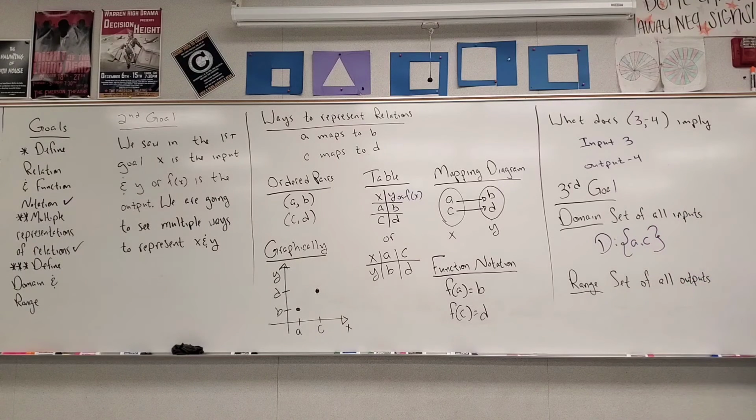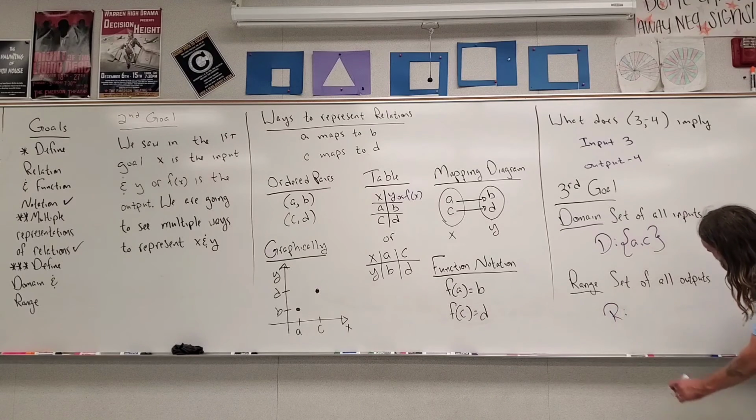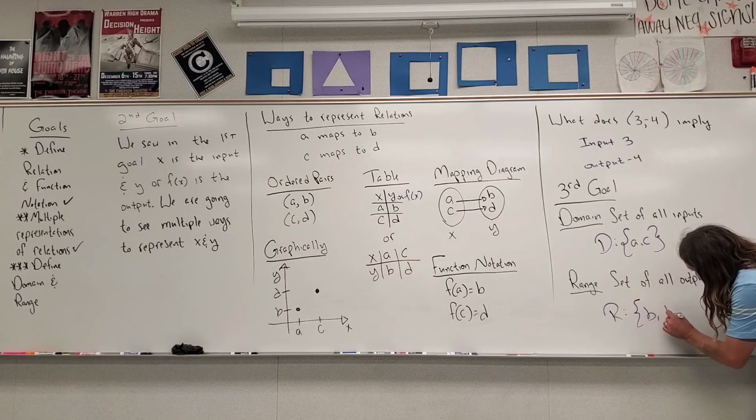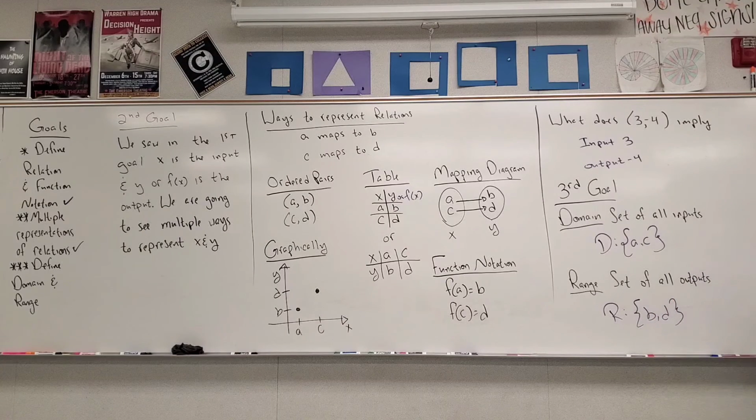All right. The range is the set of all outputs, the values that we got back. Now, I know it's a little goofy using letters, but it's the same idea. Hopefully this idea is translated. The range is going to be my values that I get back, and that's B, comma, D. All right, so those are all my outputs.